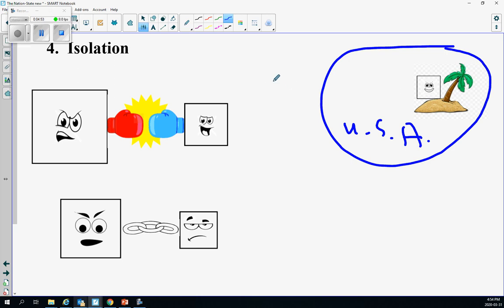Isolationism might seem like a good idea at the time, but it has dire consequences that go with it too. And we'll be learning about that in Chapter 7.